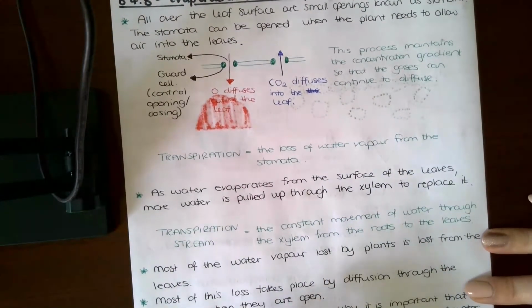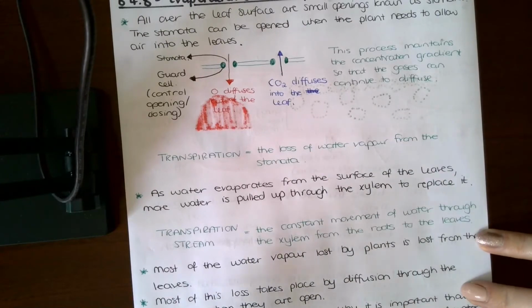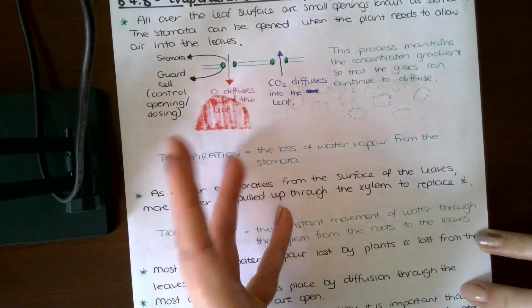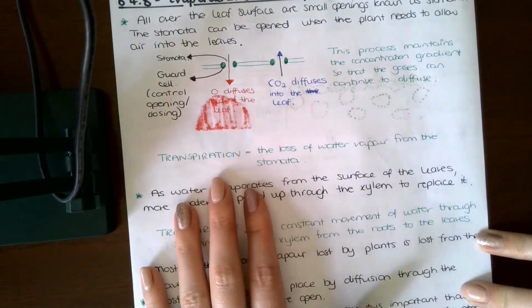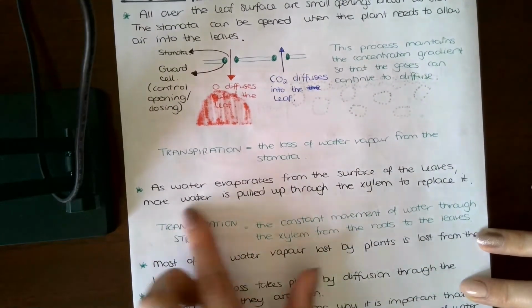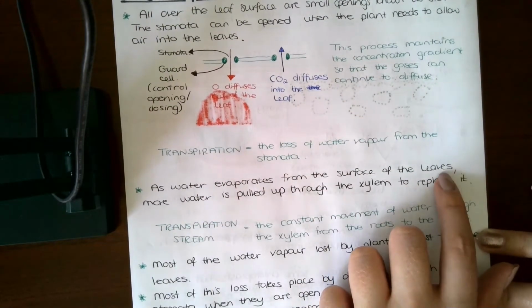Transpiration. This is the loss of water vapour from the stomata. Okay, nothing too complicated about that. When the water comes out, so water vapour as well as oxygen can be lost through the stomata, and this is just called transpiration. So as water evaporates from the surface of the leaf, this is also another way it can come out of the plant.